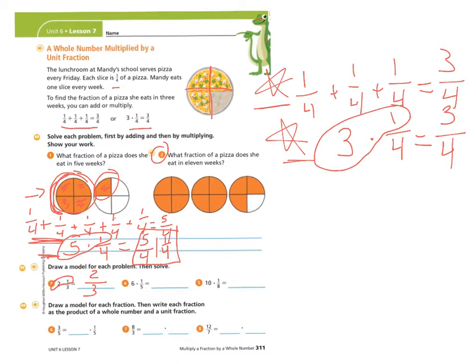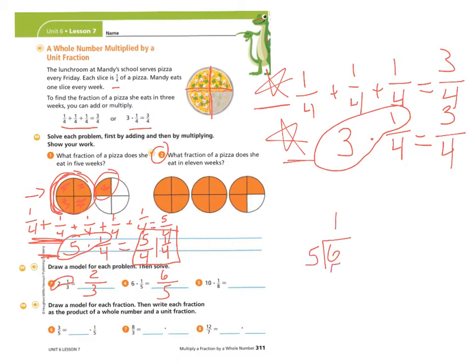Number 4, 6 times 1/5. The whole number times the numerator. The denominator stays the same. Oh, look at this. The numerator is bigger, so that means we have more. We have 1 whole plus some extra. So how many times does 5 go into 6? 6 divided by 5, it goes in 1 time.